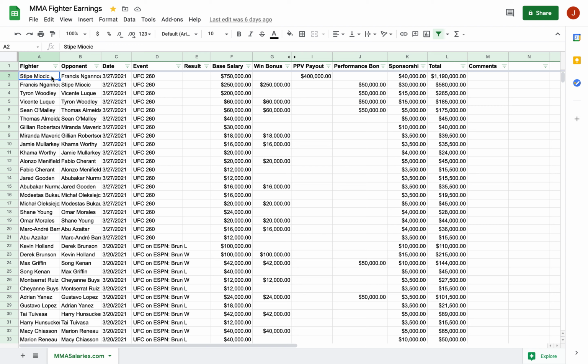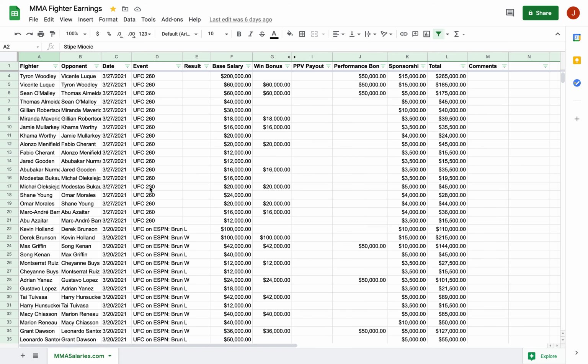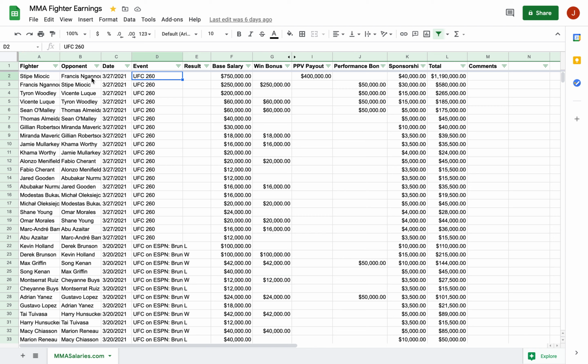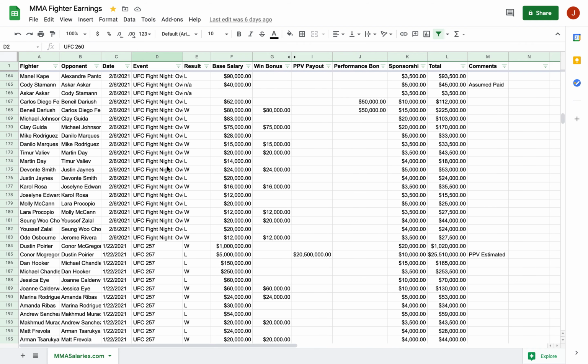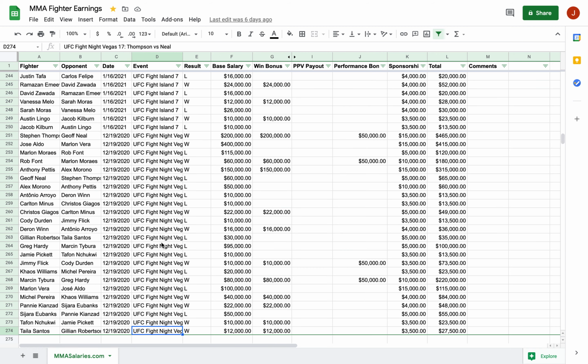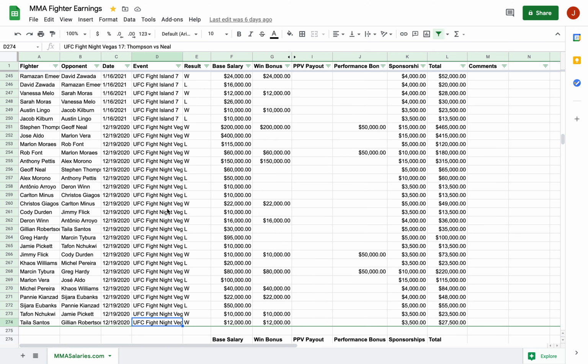From MMA Hive. So I just wanted to show you a bit more about the fighter earnings data that I got thanks to MMASalaries.com. I basically went through their site and pulled together all of the data from all the different events. So we've got as recent right now as the 27th of March, UFC 260, which is very recent, all the way back to the 12th of December 2020. So we've got a selection of several months of fight cards in all of this.